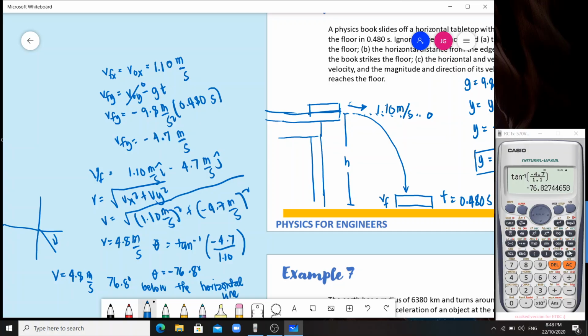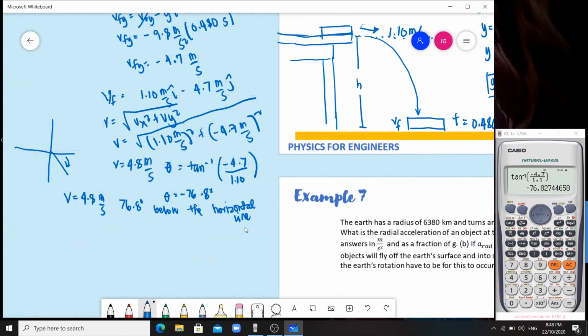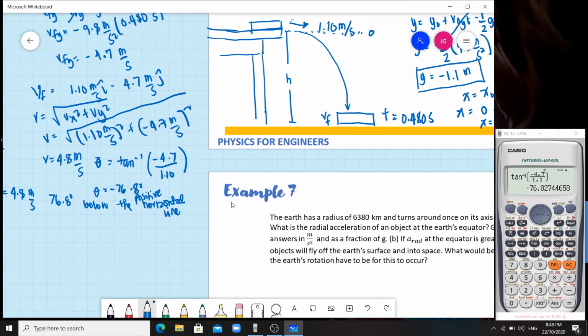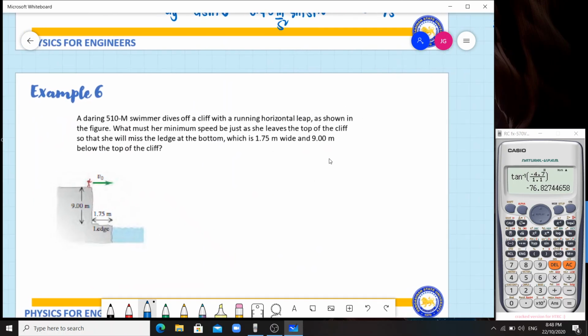Okay. So, next, let's proceed. Below the positive horizontal line. Ayan. Okay. Now, let's proceed to the next example, which is example number 6.